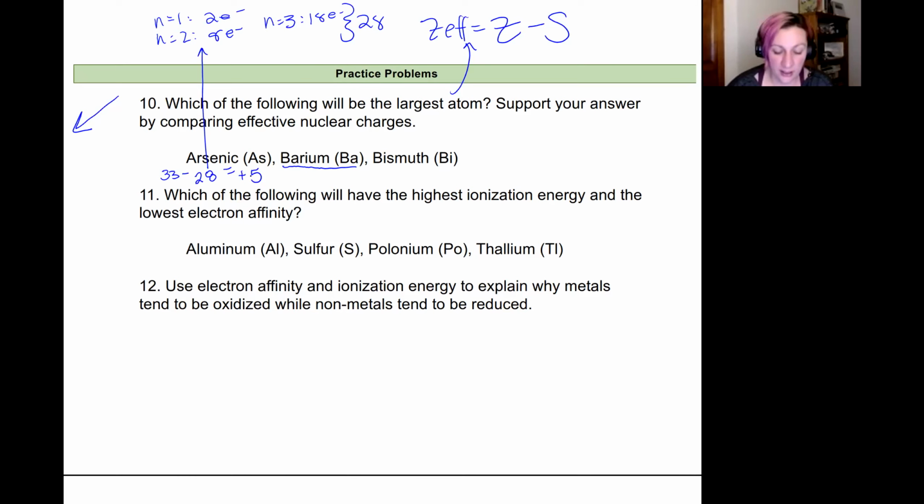Now, for barium, it has a total number of electrons of 56. Counting up its core electrons in the same way, I'm going to have 54. And so that's going to equal a +2 effective nuclear charge. Now, for bismuth, it has a total of 83, but it has 64 core electrons. And so that's going to give me an effective nuclear charge of 19.